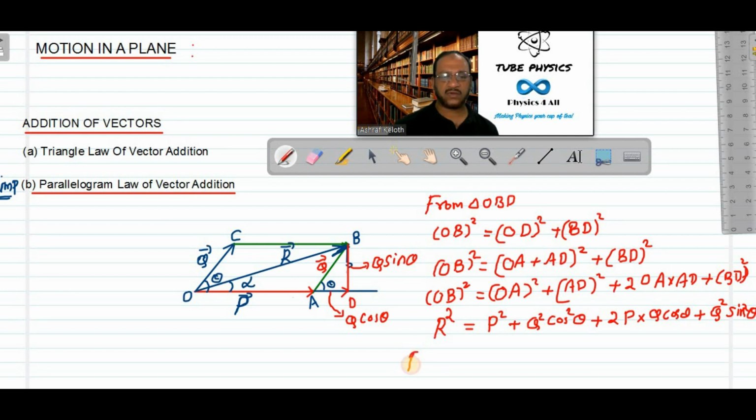Now I can write r square is equal to, we need to find the equation for r. So I am writing p square plus q square cos square theta and q square sin square theta. In that, I am taking q square as common factor. Then in the bracket, cos square theta plus sin square theta, that is 1. Plus, then what is remaining? 2pq cos theta is remaining.